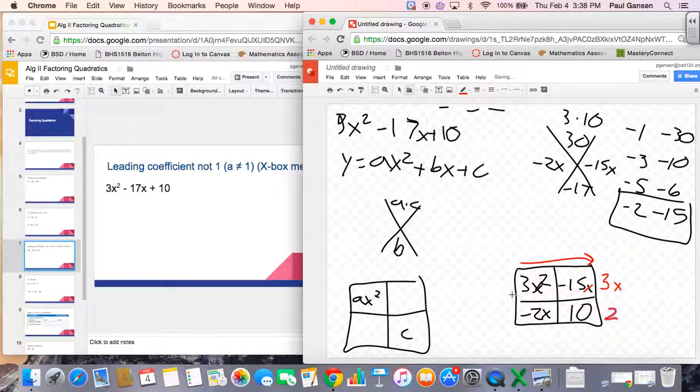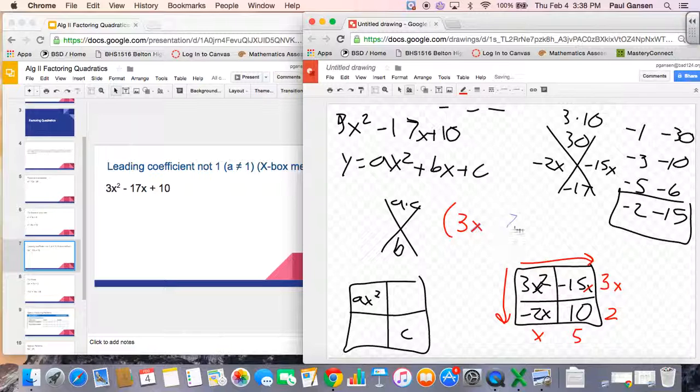Okay? Now we're going to go in this direction. 3x squared and negative 2x, what do they both have in common? Well, there isn't a common factor between the 3 and negative 2, but they both have this common factor of an x. So I'm going to put that down here. And then negative 15x and 10, these both have a common factor of 5. And that's basic. This is more or less what we have. We're not quite done. We don't have any of the signs, but we have some of the skills from last time that can help us.